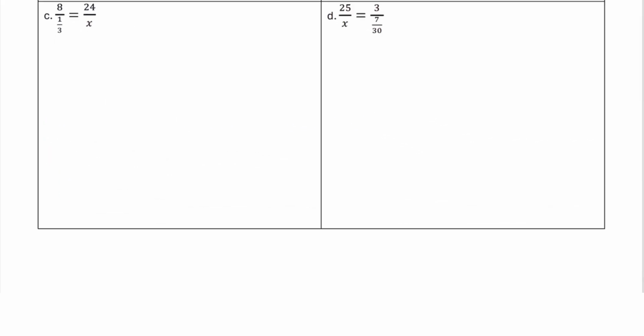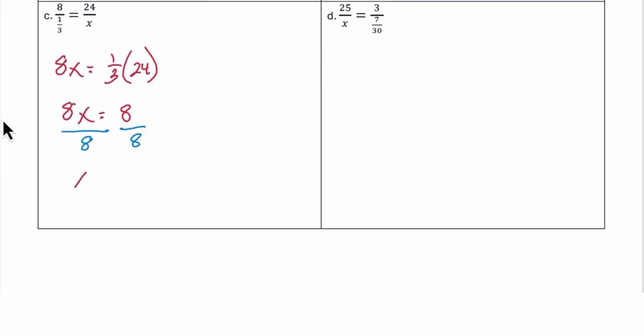Up next, we are solving this proportion. Let's cross multiply. 8 times x is equal to 1/3 times 24. 8x is equal to 8. And now we have 8 times x. To undo the multiplication, we can divide by 8 on both sides. And we get x equals 1.